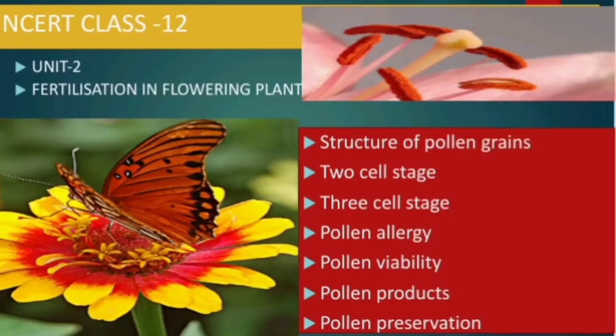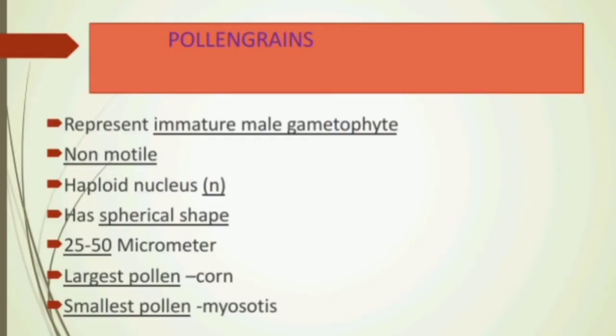Hello everyone. In today's class, we're going to see about the pollen grain structure and how the two cell stage has been formed along with the three cell stage, and pollen allergy, pollen viability, and the products we get from the pollen grains along with pollen preservation. And now we're going to see about the pollen grains.